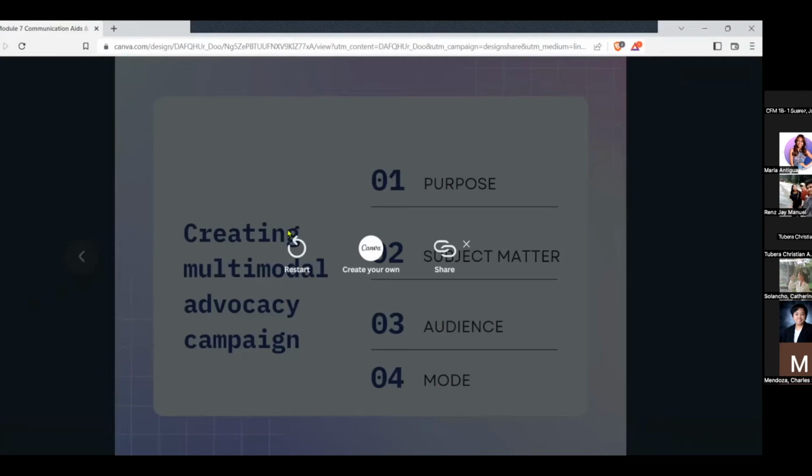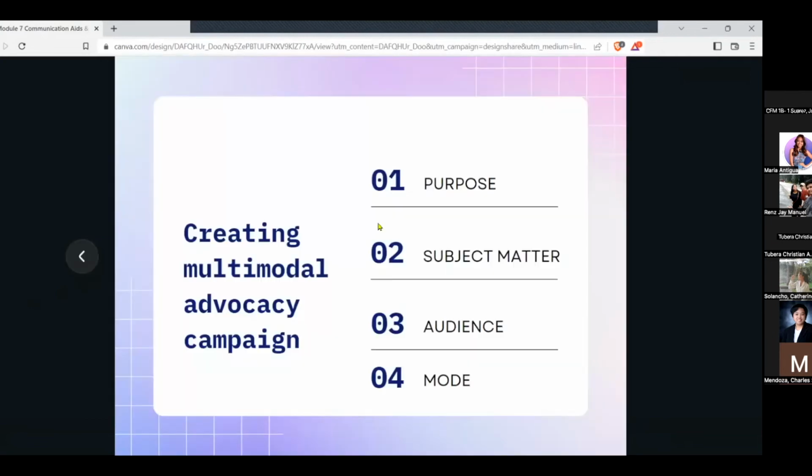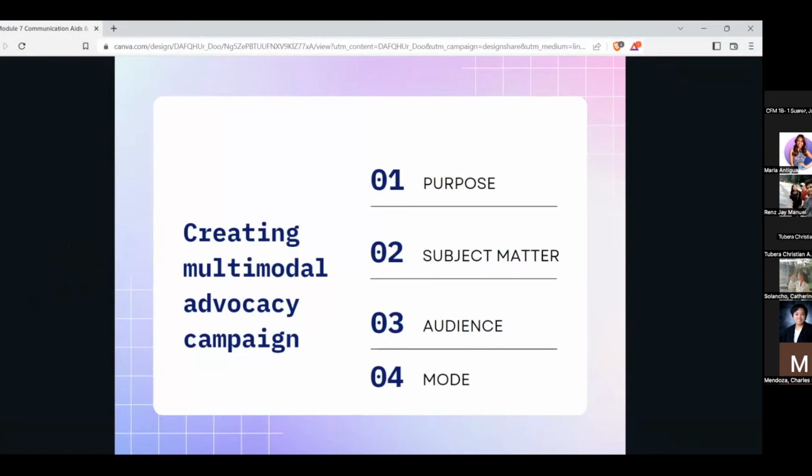Okay, sorry. How do these, again, yung multiple modes na sinabi natin, how do they come together? How do they work together to convey the story or the advocacy that we intend to communicate?